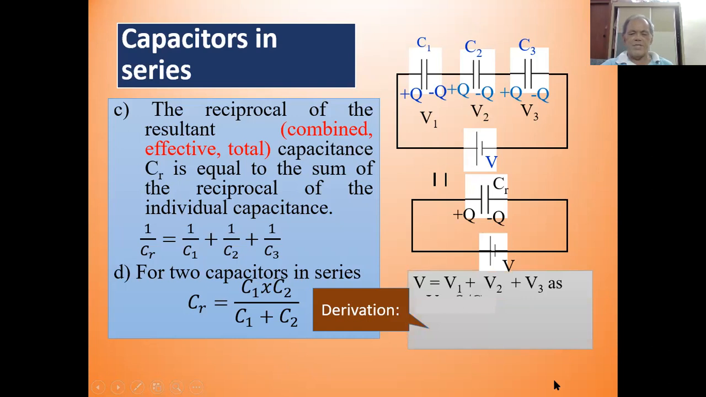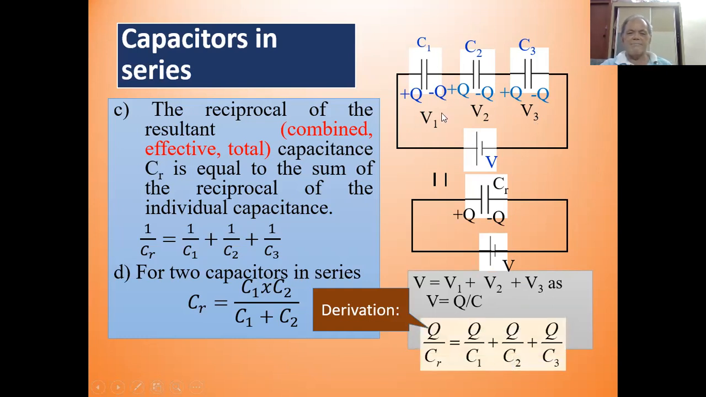Okay, V equals V1 plus V2 plus V3. Then we are just using Q equals CV. We are just using the formula. Instead of V, we want the charge. Charge divided by your capacitance is your V1. We want to replace V1 with Q over C.